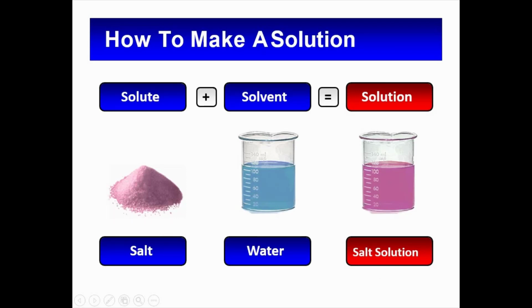How to make a solution? We add solute, which is solid particles like the salt or the sugar, to a solvent, which is mainly, or the common one is, the water, and we stir them so the particles of the salt disappear inside the water, forming a homogeneous solution.